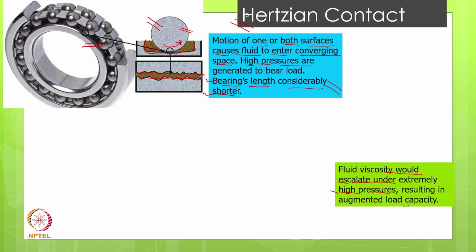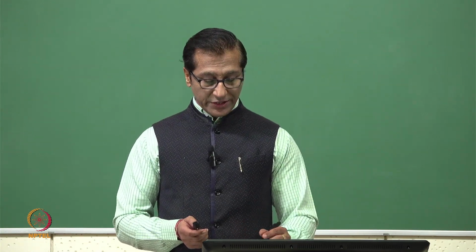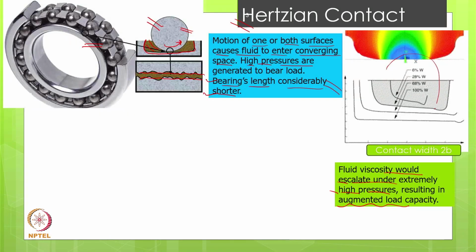So naturally it will augment the load carrying capacity. That's what has been mentioned in this case. One interesting point comes particularly when we are thinking about Hertzian contact. This graph indicates a very good calculation. At a 6% load, film thickness is given in this manner, and at 100% load, film thickness is not changing significantly. That means you can see that this gap is not very significant.